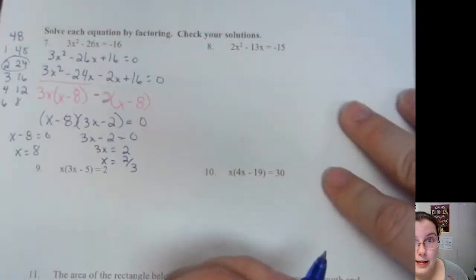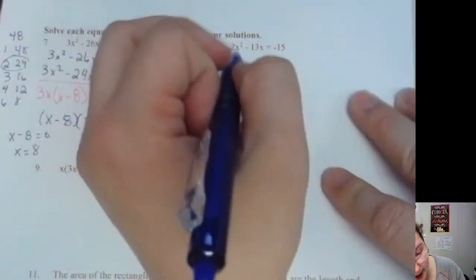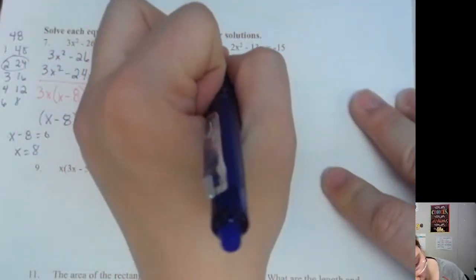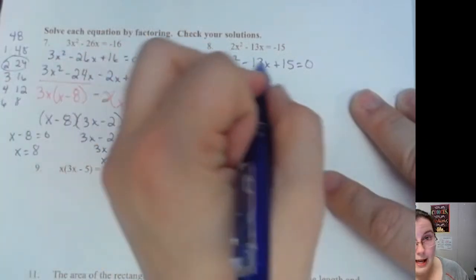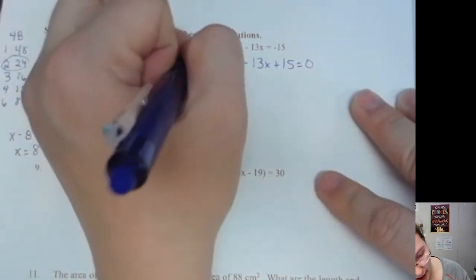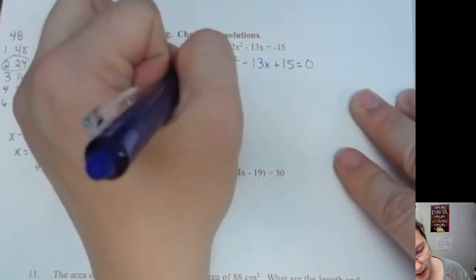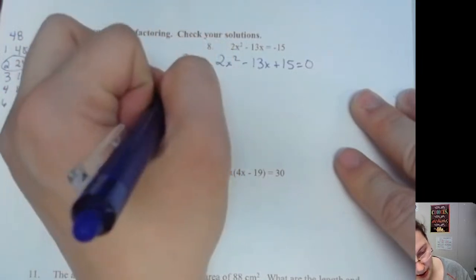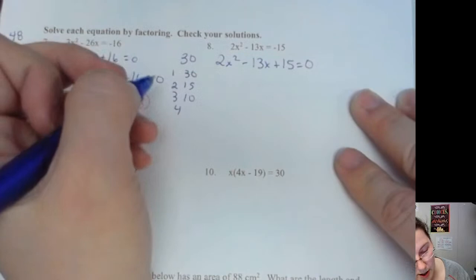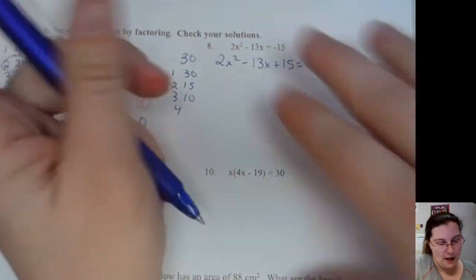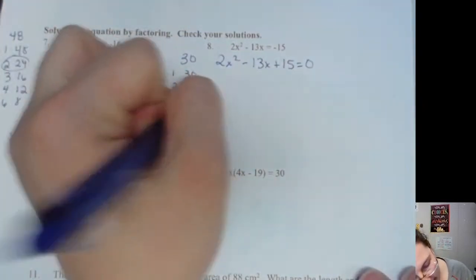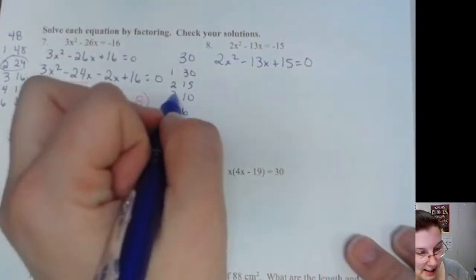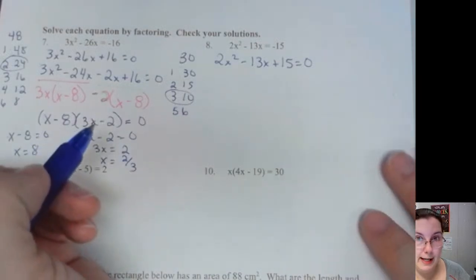Looking at number 8, again, I have to move that c term over, so I'm going to have 2x squared minus 13x plus 15 equals 0. Multiplying my a and c is going to give me a 30. So for the factors of that, I have 1 and 30, 2 and 15, 3 and 10, 4 doesn't work. 4 won't work, but 5 will. 5 and 6. So to get to 13, I have to use the 3 and the 10.